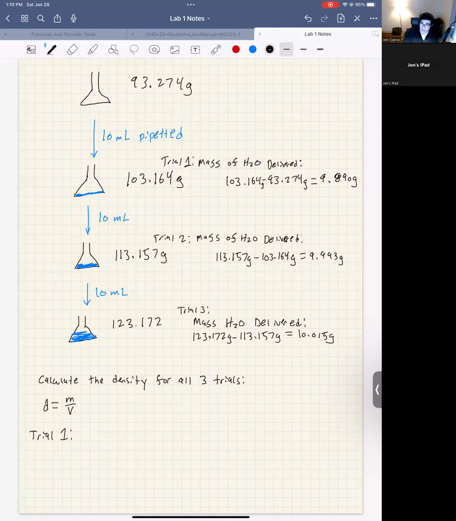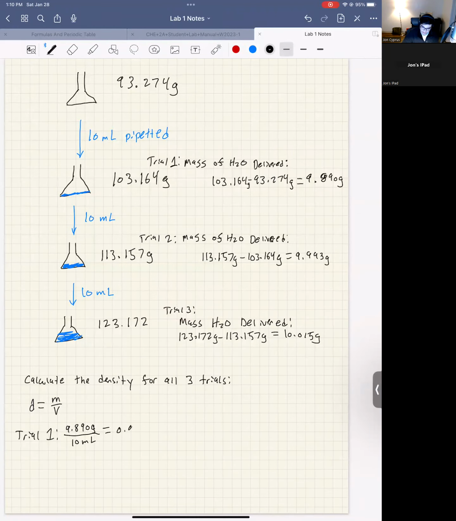For trial one, the mass delivered is 9.890 grams. The volume delivered, assuming you use the pipette correctly, is going to be 10 milliliters. And then you should get some density. So that is my trial one. Right, and you would do this for all of these, and then I'm just going to skip ahead when I finish all these.